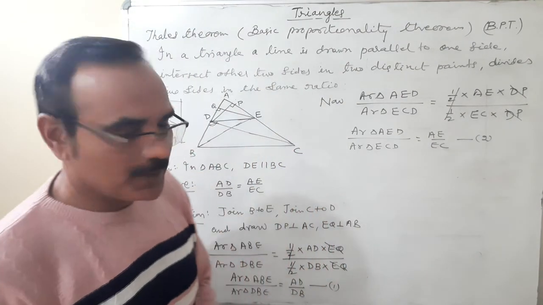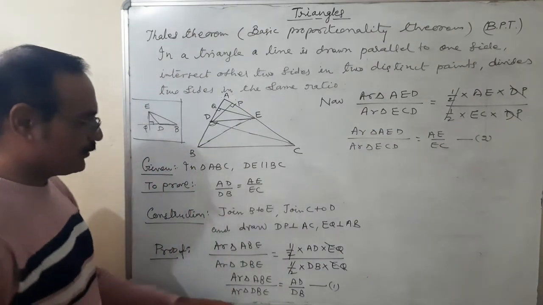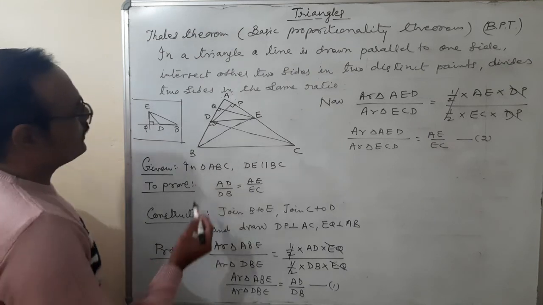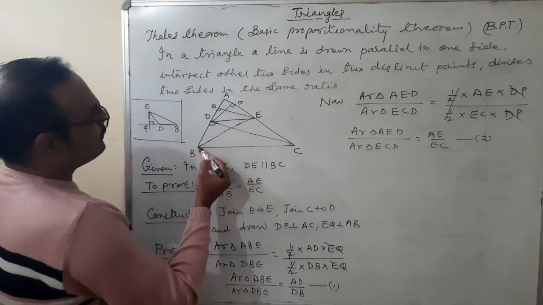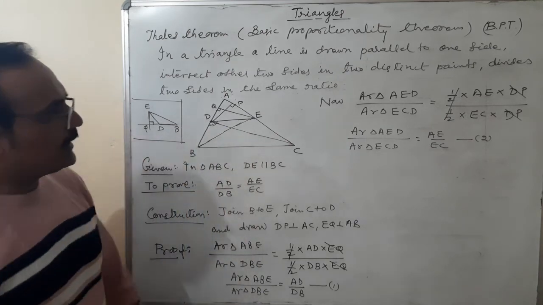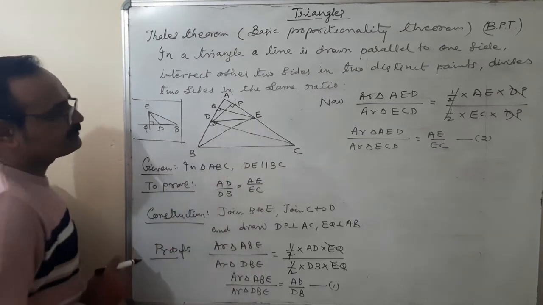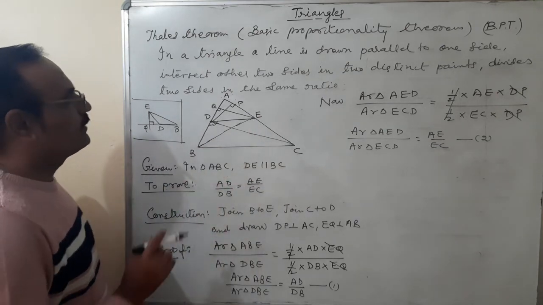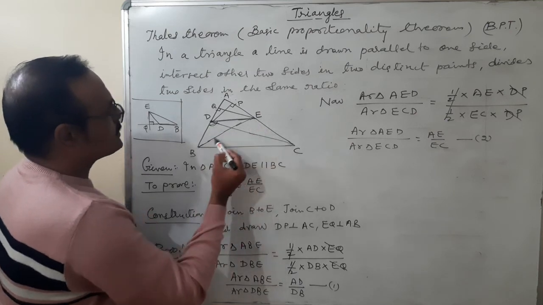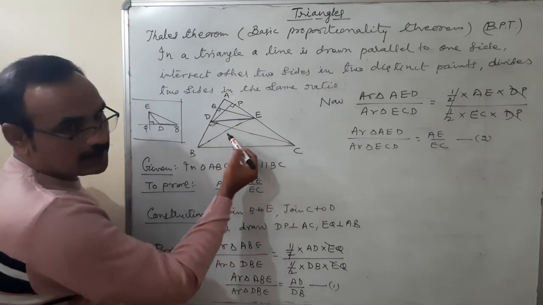So I think the problem has been sorted out. Numerator terms are the same. Now let us see the denominator. Denominator: area of triangle DBE, friends, this DBE, and area of triangle ECD. What does it mean? In these two triangles, DE is the common base of triangle DBE, as well as DE is the common base of triangle DEC.